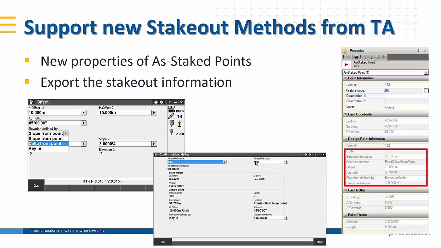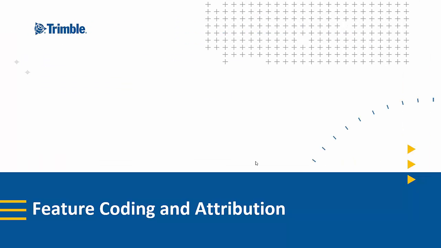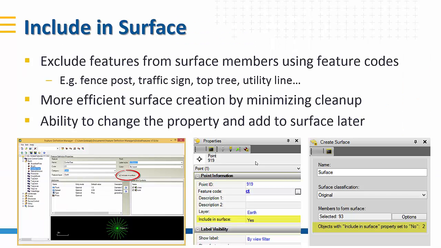Also, Trimble Access 2016 has some new stakeout methods, and those are supported in TBC, so you can see all the information about the stakeout. You can see the stakeout method. You can see those in the properties grid of the as-staked points as well as in the report and in the custom export.